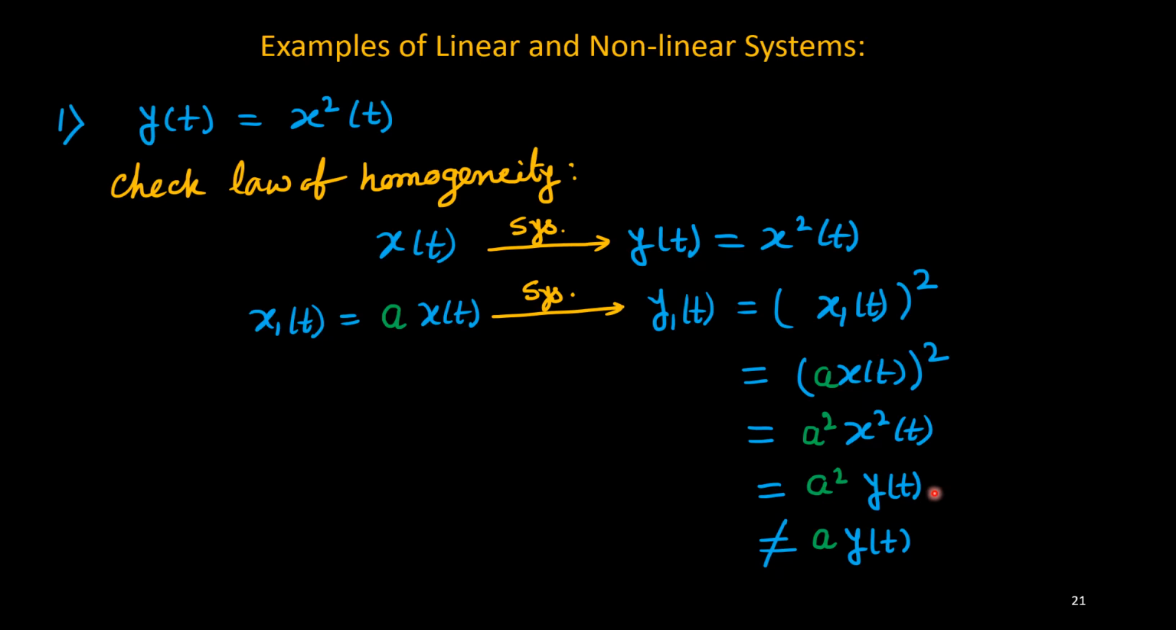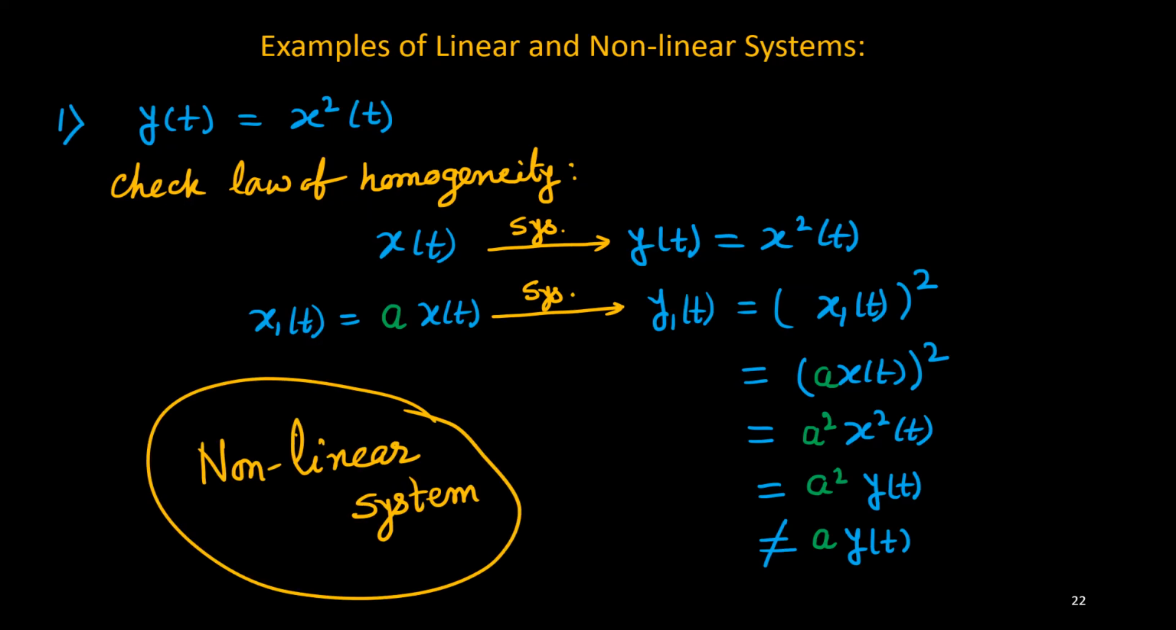Okay, so in this device, if the input signal is amplified by 2, then the output is getting amplified by 4, 2 squared. If the input signal is amplified by 3, then the output signal is amplified by 3 squared, 9. So it is not proportionate. Thus, it is not a linear system. So this is a non-linear system.